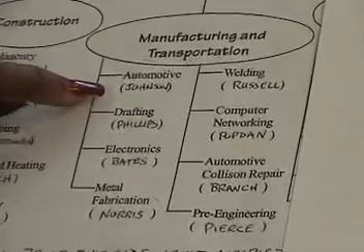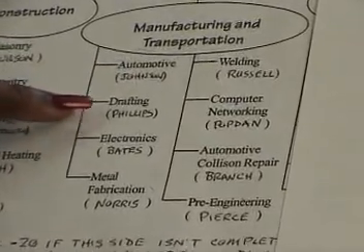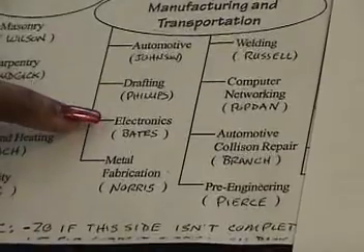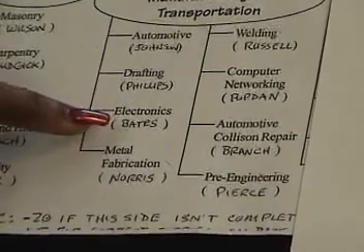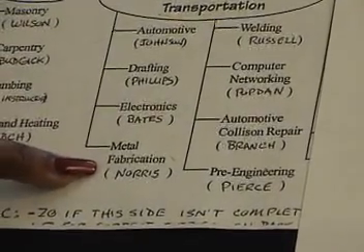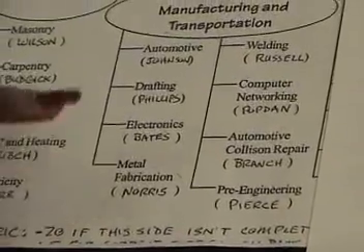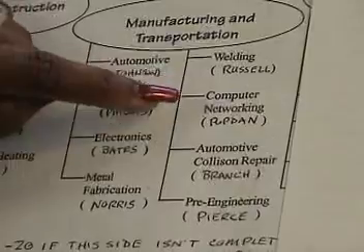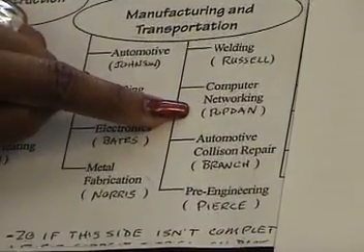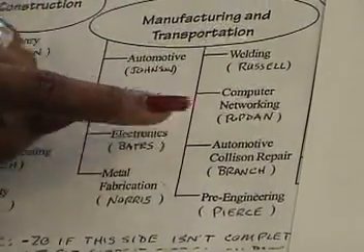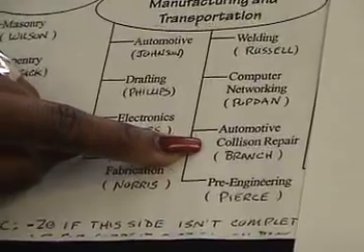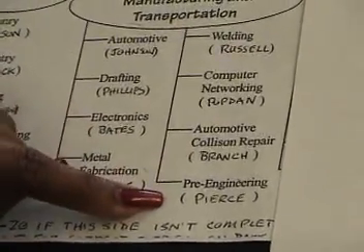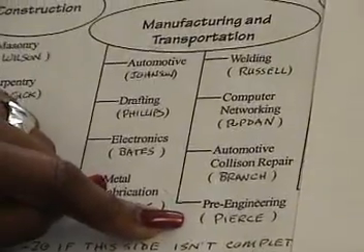Automotive's instructor is Mr. Johnson. Drafting's instructor is Ms. Phillips. The instructor for the electronics technology is Mr. Bates. Metal fabrication's instructor is Mr. Norris. The instructor for the welding technology is Mr. Russell. Computer networking's instructor is Mr. Popdan. Automotive collision repair's instructor is Mr. Branch. And the instructor for pre-engineering is Mr. Pierce.